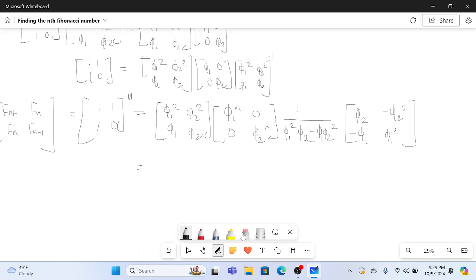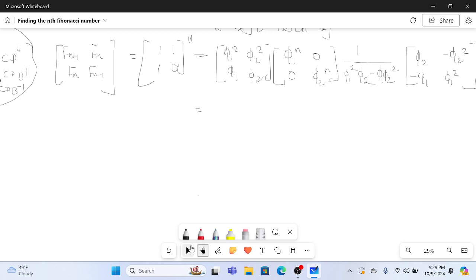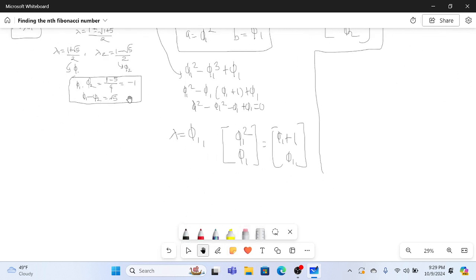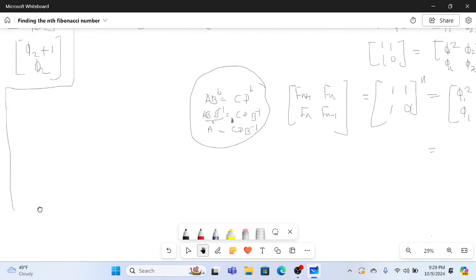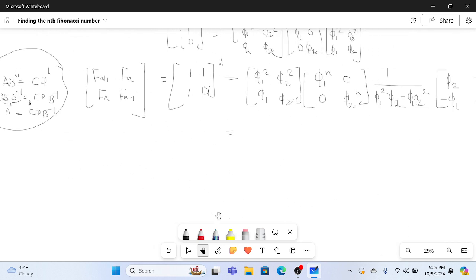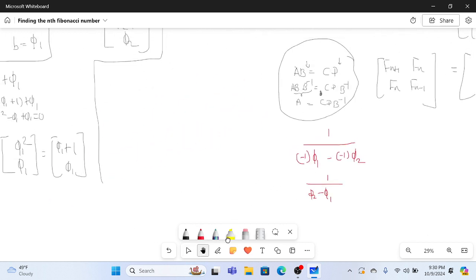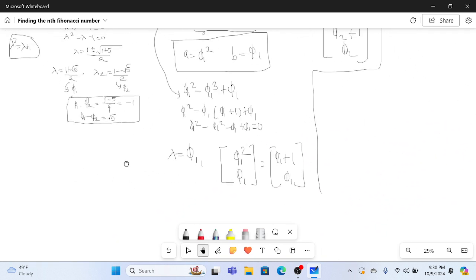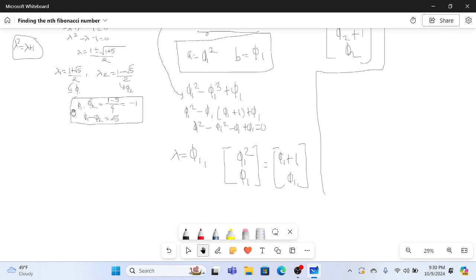Now this constant is somehow special because we earlier proved that phi1 phi2 is minus 1, right? So that's why over here this constant will just be minus 1 times phi1 minus again minus 1 times phi2. So this is phi2 minus phi1. Now we assume that phi1 is the greater one, right, in the beginning.